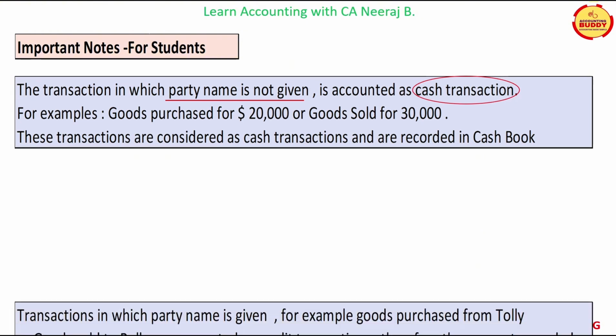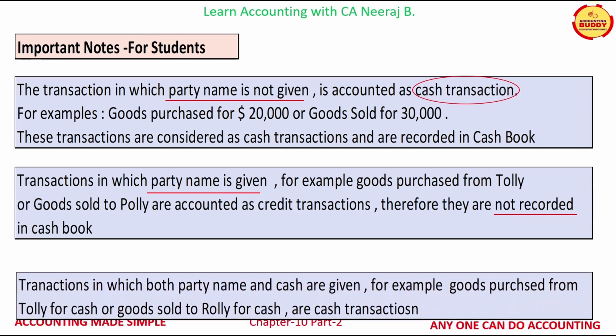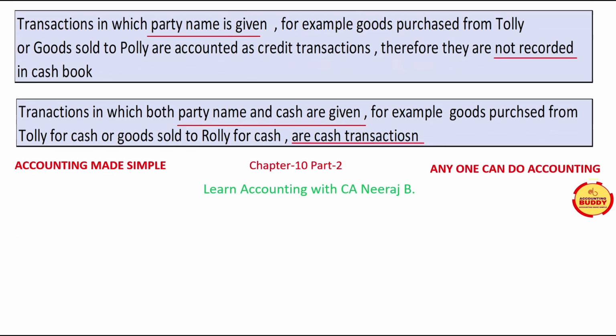Now, in case of transactions in which the party name is given, for example, goods purchased from Tolly or goods sold to Polly, are accounted as credit transactions, therefore they are not recorded in the cash book. Transactions in which both party name and cash are given, for example, goods purchased from Tolly for cash or goods sold to Polly for cash, are considered as cash transactions.